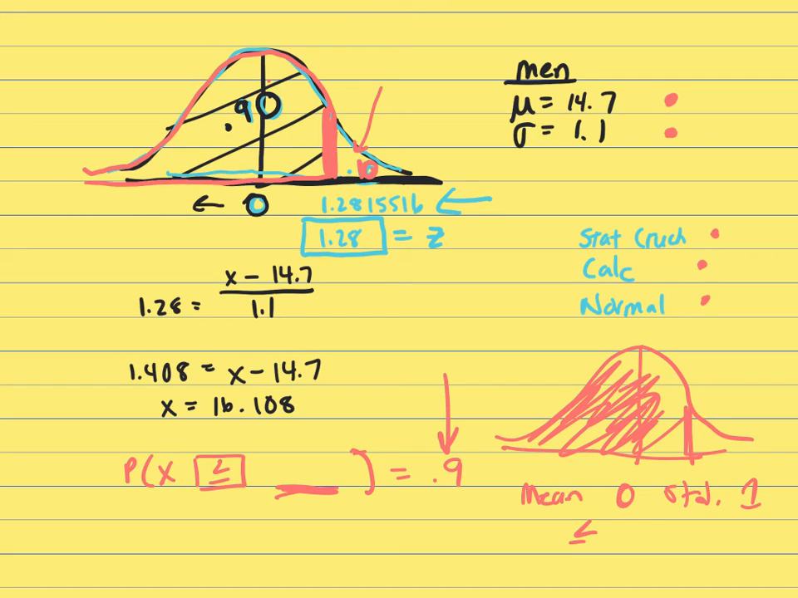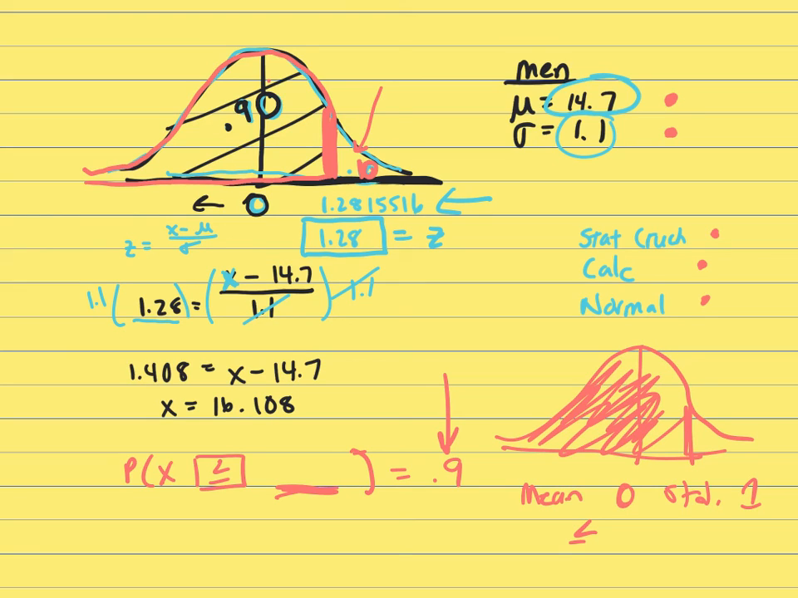And we want a real world number, X. So I use my Z calculation formula. Z equals X minus the mean over sigma. So my Z is 1.28, which I just calculated. X is what I'm trying to find, minus the mean, which is 14.7, divided by 1.1. I multiplied both sides by 1.1 to clear my fractions.